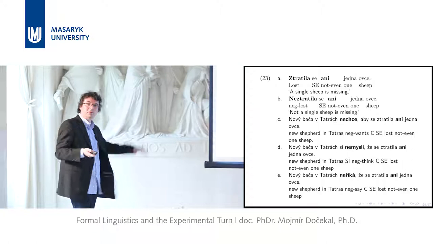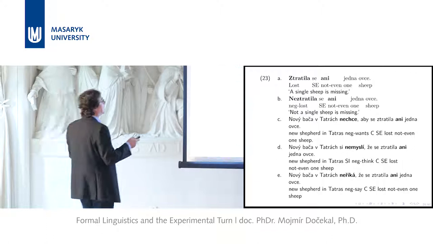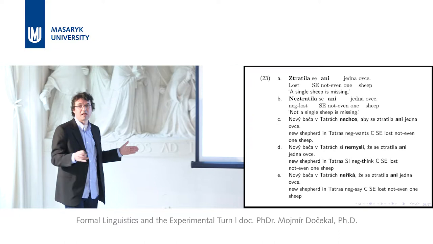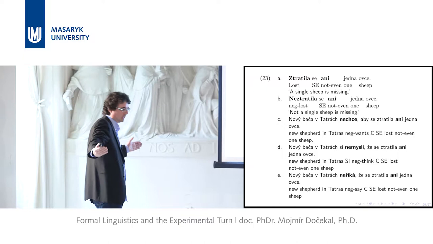Then we tested a basic negative sentence. So something like "not a single sheep is missing", so here is a negation on the verb, here is a strict NPI, and it's one sentence. Again, this should be totally acceptable to all Czech speakers. That's the second endpoint of the range, which was interesting for us.